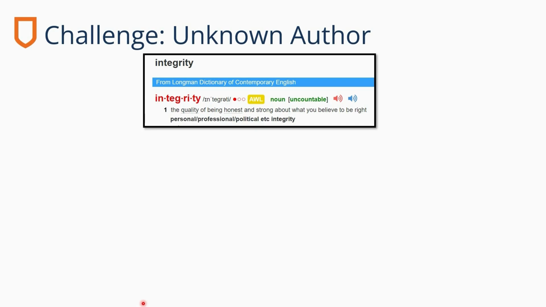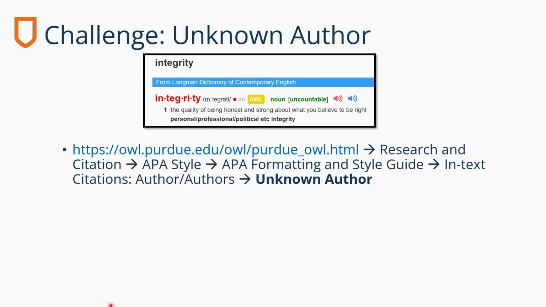Here's a web page with an unknown author. Integrity, from Longman Dictionary of Contemporary English. And then it gives the definition of integrity. So first, if you don't know how to cite this, where could you go? It's the same page as before. Note that this page also includes exactly how to cite an organizational author, which is common with websites, 2 or more works at once, works by the same author in the same year, and so on. So this Purdue OWL link is a very helpful one.